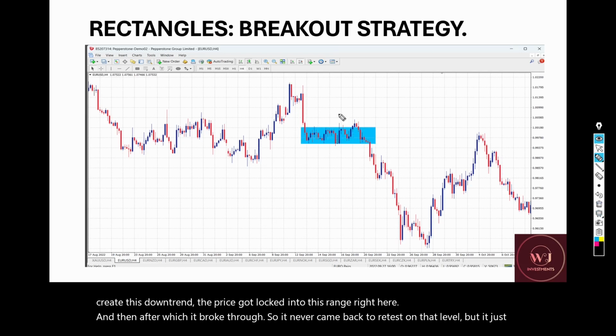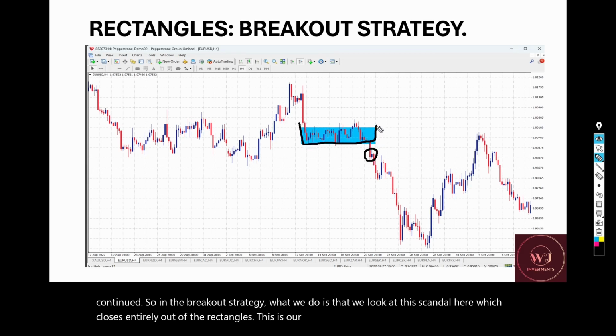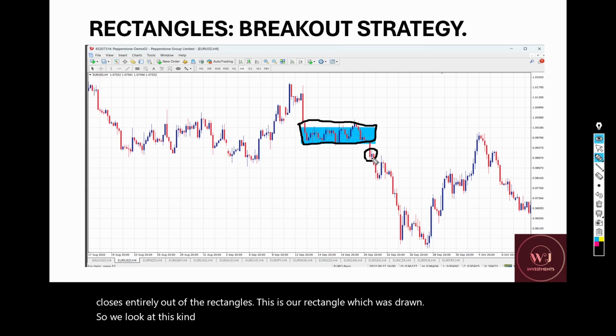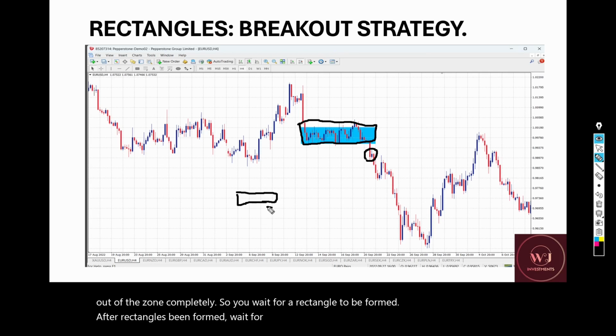In the breakout strategy, what we do is look at this candle here, which closes entirely out of the rectangle. This is our rectangle, which was drawn. We look at this tiny blue candle, because it's the one which has broken out of the zone completely. So you wait for a rectangle to be formed. After a rectangle has been formed, we wait for a candle that entirely closes out of this rectangle. That is the breakout candle.